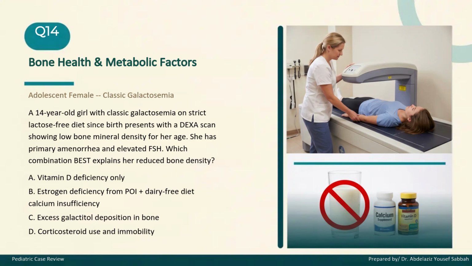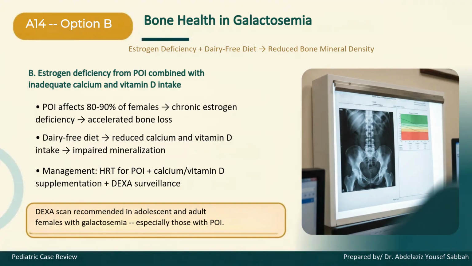Option A, vitamin D deficiency only. Option B, estrogen deficiency from primary ovarian insufficiency plus calcium insufficiency from a dairy-free diet. Option C, excess galactitol deposition in bone. Option D, corticosteroid use and immobility. The correct answer is option B.